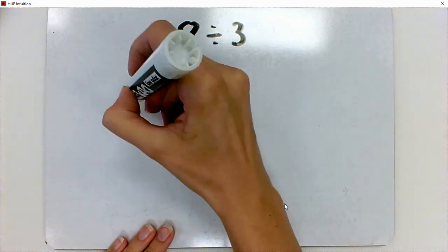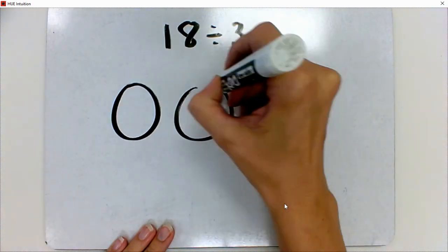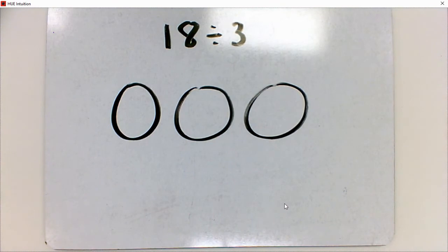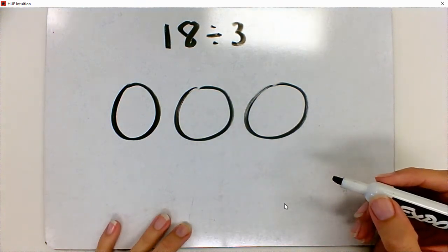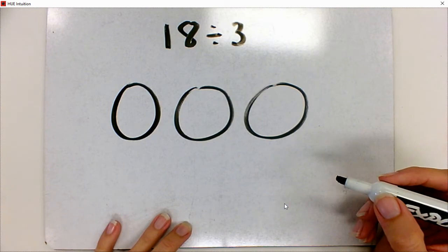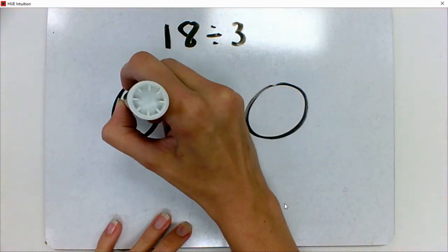So I'm going to draw 3 groups. And then I'm going to start dividing up 18 dots or lines or whatever I feel like drawing into these 3 groups. I'm going to do it the exact same way I did with the manipulatives, with the gems. I'm just going to use dots, and I'm going to make sure that I count as I go so that I stop when I get to 18, like this.